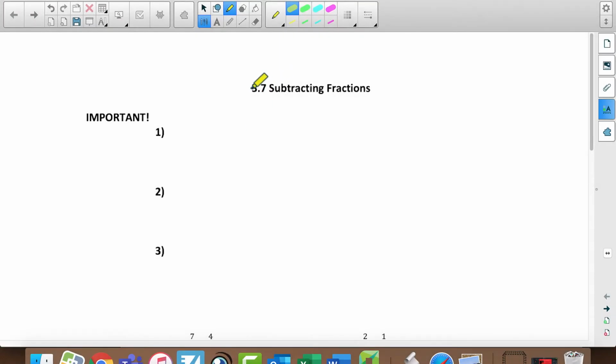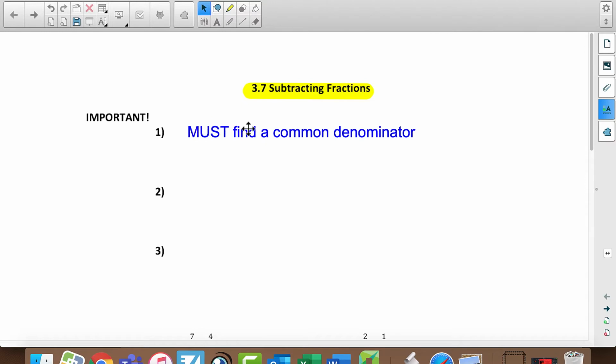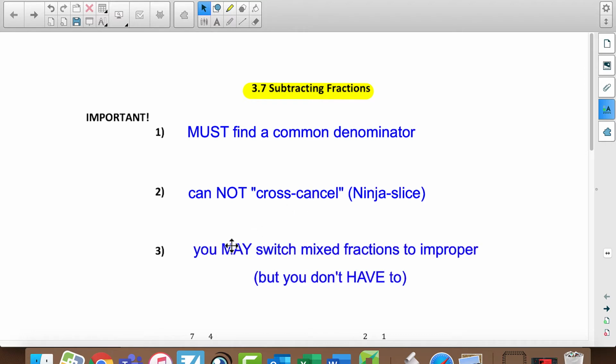Okay everyone, it's time for subtracting fractions. So we got our important steps here. These are going to look familiar. When you're subtracting fractions, you must find a common denominator, just like when you're adding. When you're subtracting fractions, you cannot cross cancel or ninja slice, just like when you're adding fractions. And when you're subtracting fractions, you may switch mixed fractions to improper, but you don't have to, just like adding fractions. The rules are exactly the same, okay?